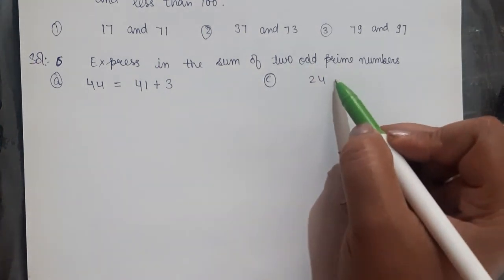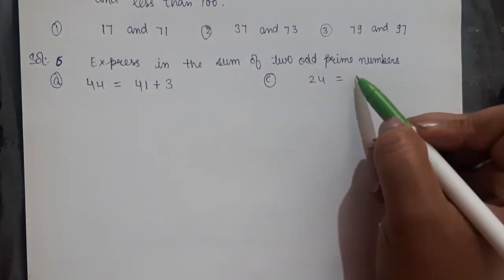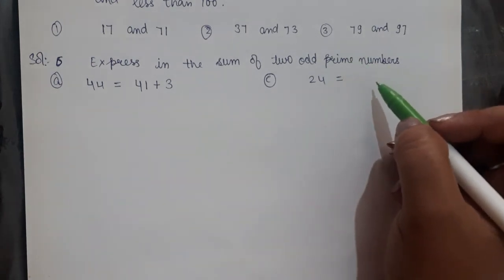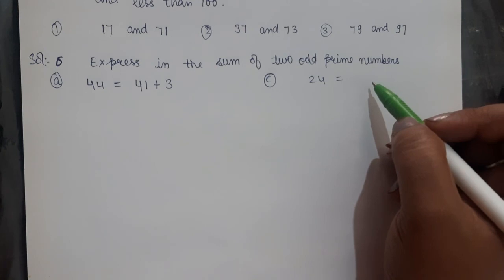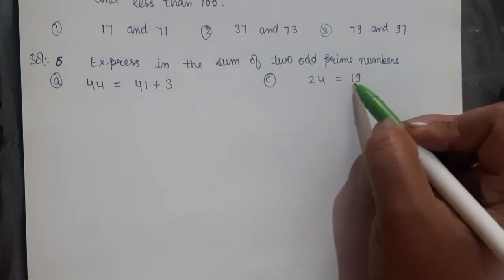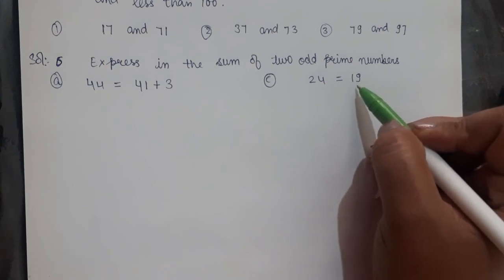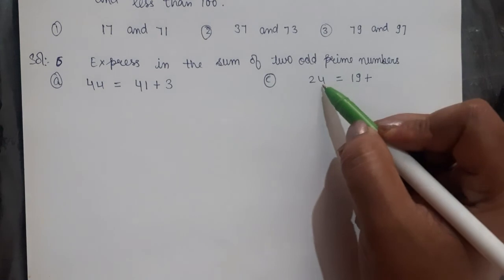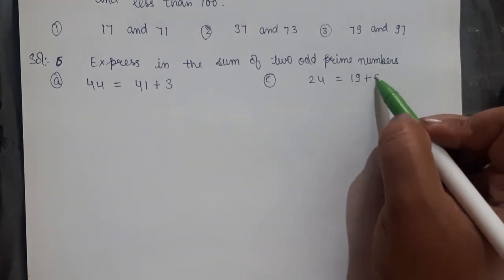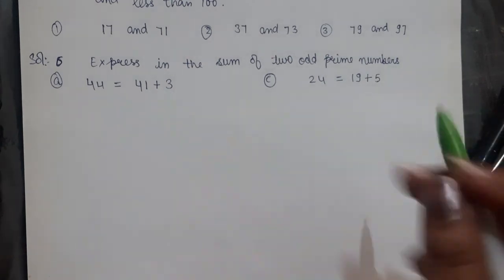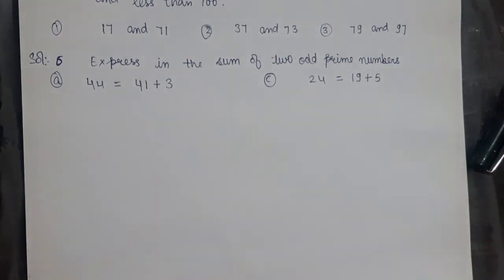So come to the C part, 24. I will not convert it into 21 plus 3 because 21 is a composite number. So I will take 19. This one is an odd number and a prime number also. And what is remaining to make it 24? We want 5. And 5 is an odd number and a prime number. So here we have got both numbers as odd numbers and prime numbers also.